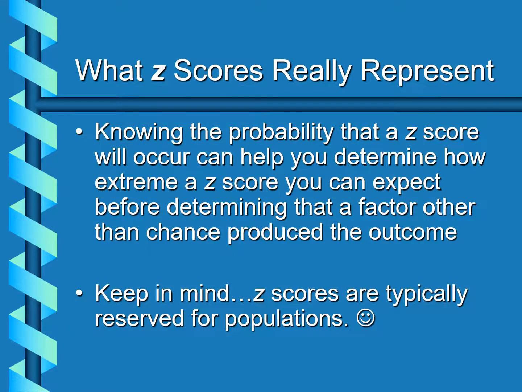So again, the z-score really represents an extreme score before determining a factor that chance produced that outcome. Z-scores are typically reserved for populations. We have another tool when we're talking about samples, and that is called the t-score or t-test. And we'll be talking about that again later on.